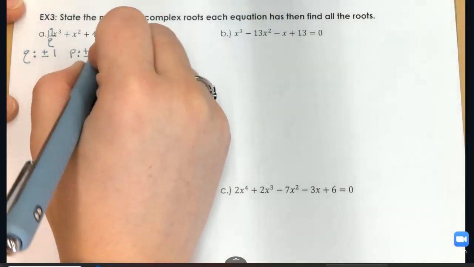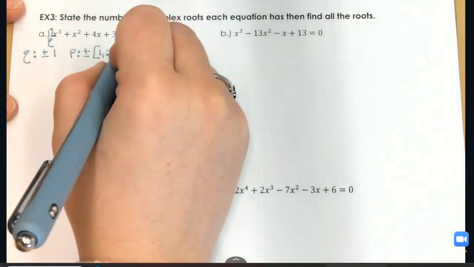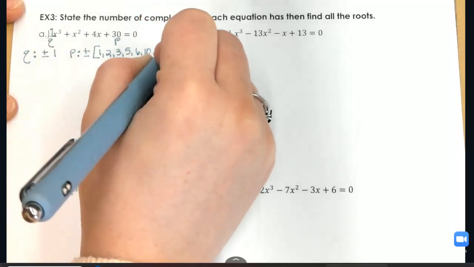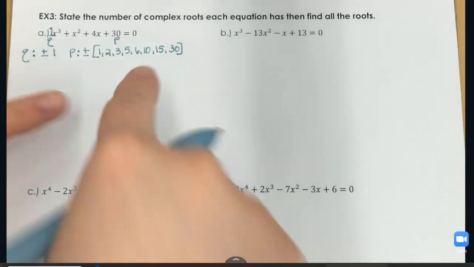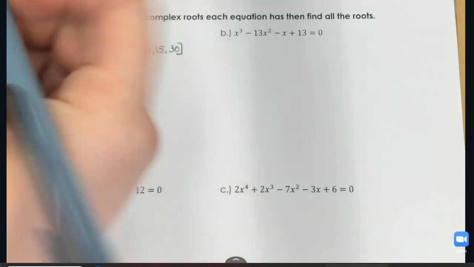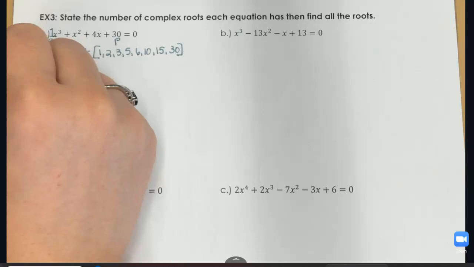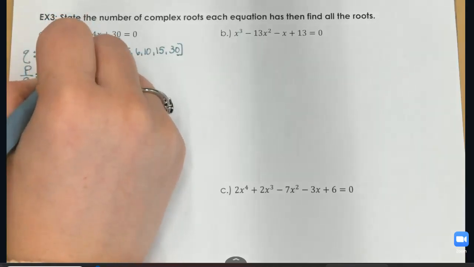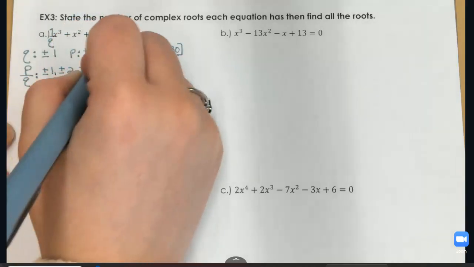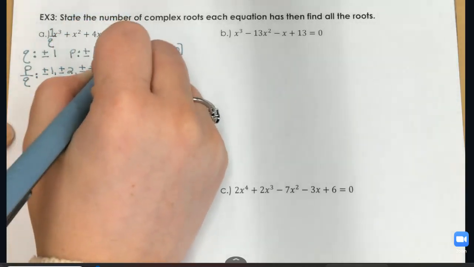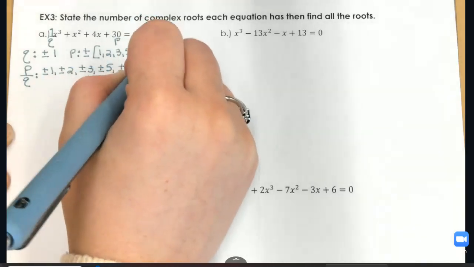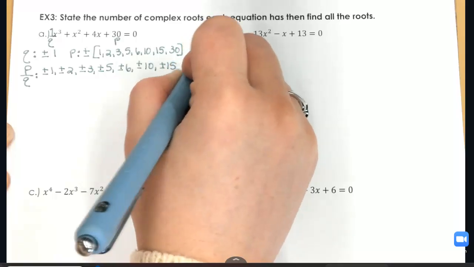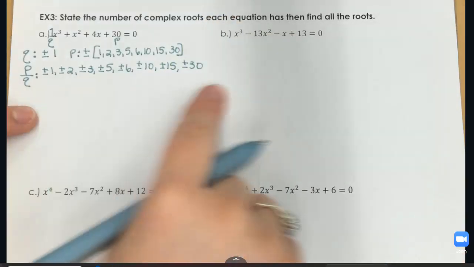We're going to have 1, 2, 3, 5, 6, 10, 15, and 30, which means all of these possible P over Q values are going to be plus or minus 1, plus or minus 2, plus or minus 3, 5, 6, 10, 15, and 30. Whew, okay, so that's a lot to test out.